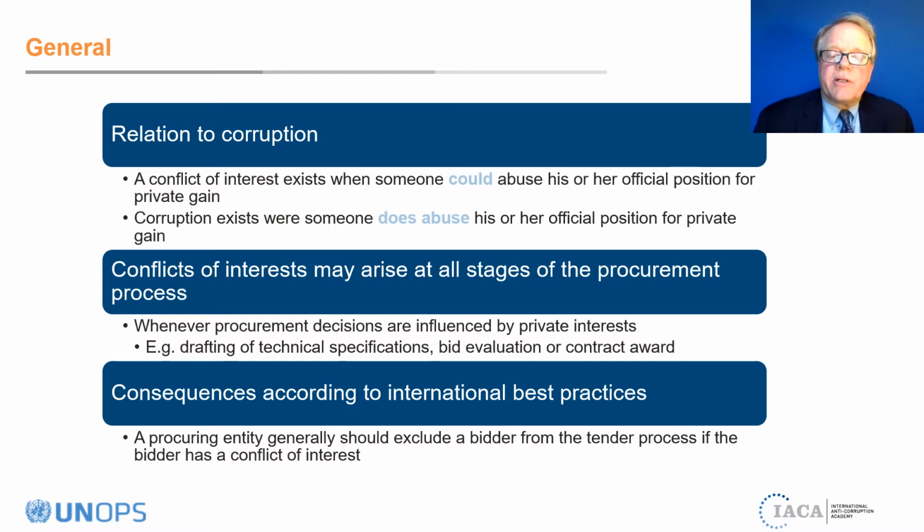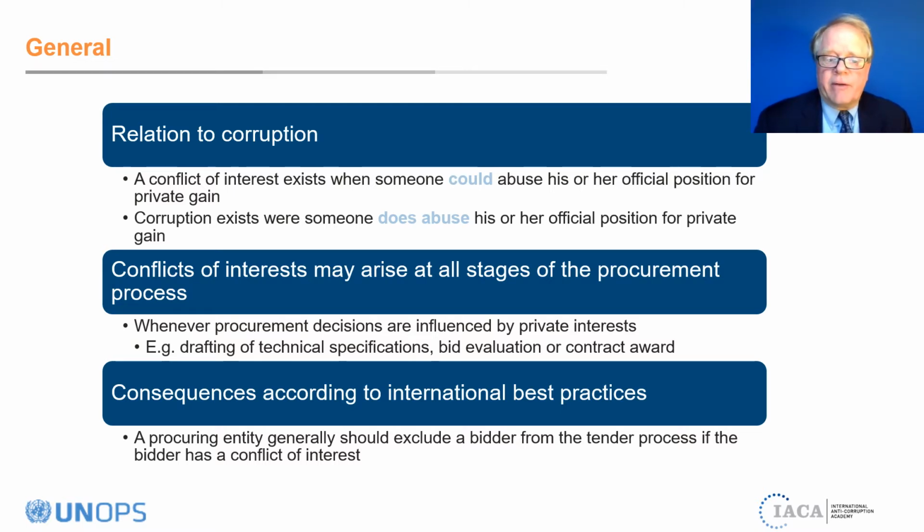It's important to understand the relationship between conflicts of interest and possible corruption. A conflict of interest exists when someone could abuse his or her official position for private gain. Corruption, actual corruption, exists when someone does abuse his or her official position for private gain. Conflicts of interest may arise at all stages in the procurement process, whenever decisions are made in procurement, and they could be influenced by private interests.